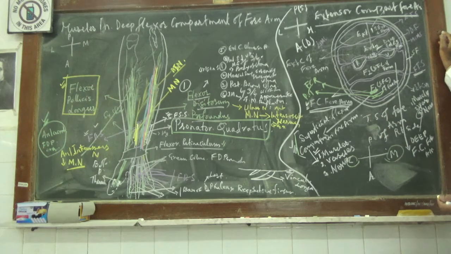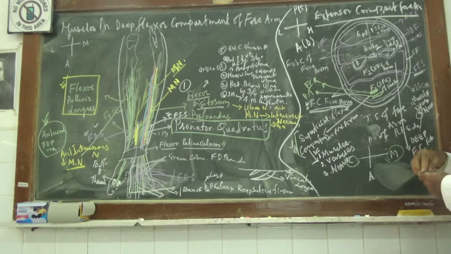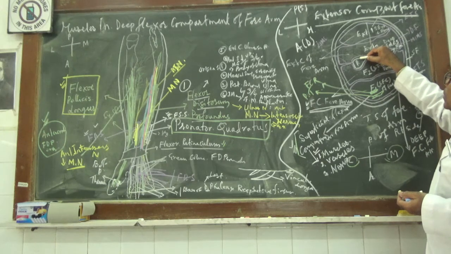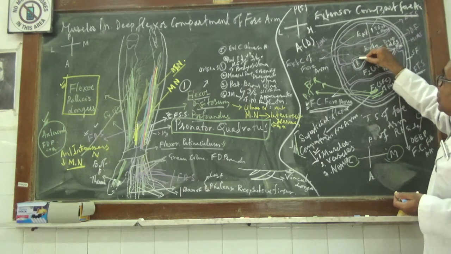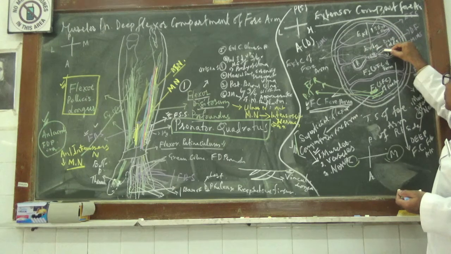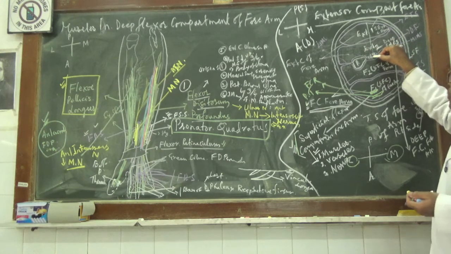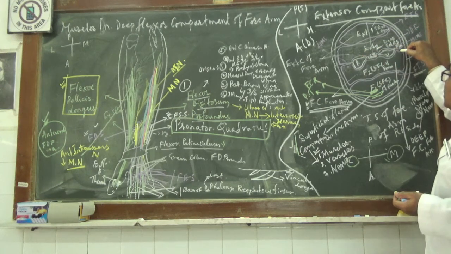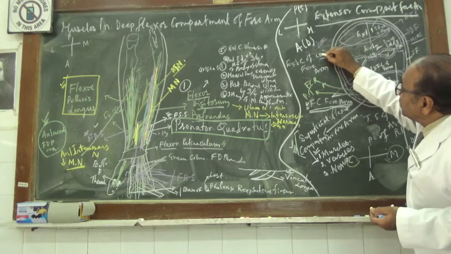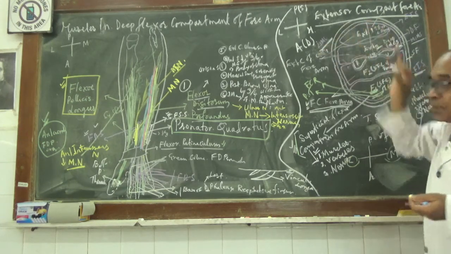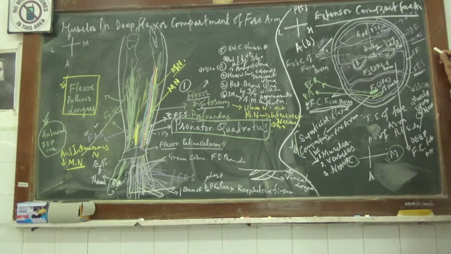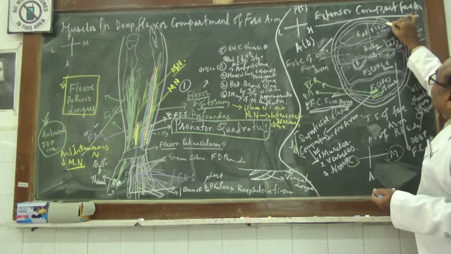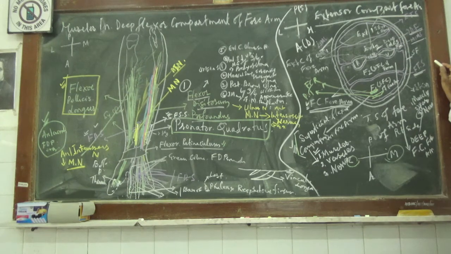Now the extensor compartment of the forearm is that compartment which is present behind the posterior surface of the radius, behind the posterior surface of the ulna, behind the interosseous membrane, as well as the lateral and medial intermuscular septa, fully under the cover of the thick deep fascia of the forearm, superficial fascia and skin.